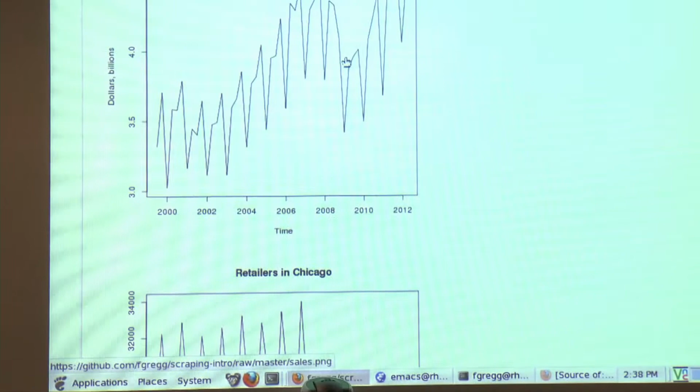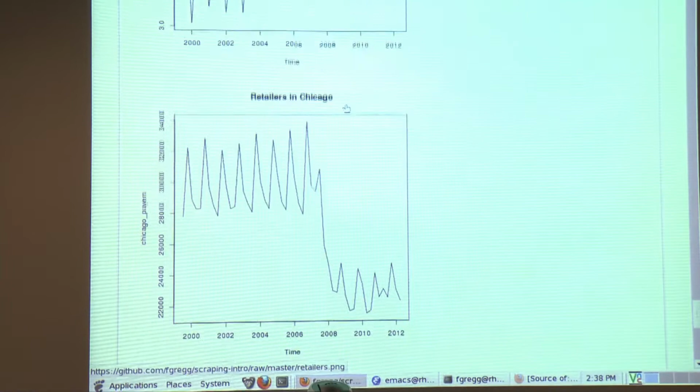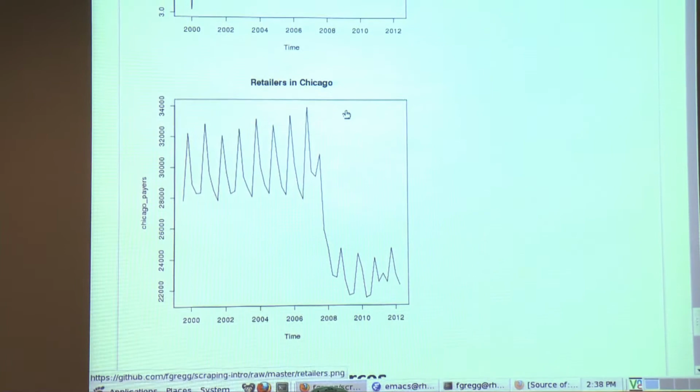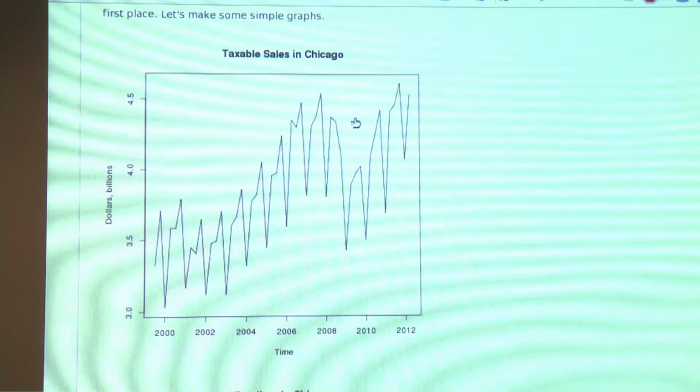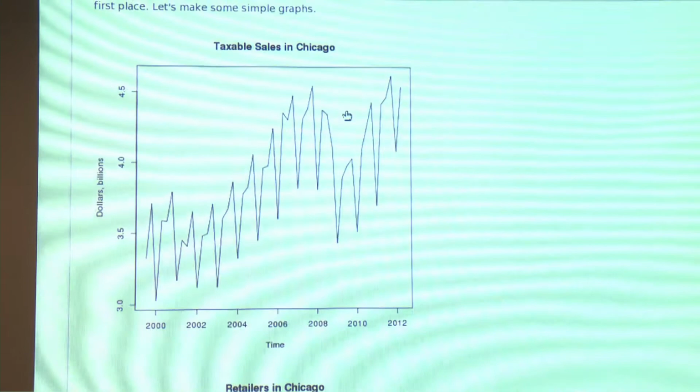The total volume of taxable sales seems to have recovered, but the number of retailers, note the scale on the Y axis of this thing, still, it looks like a big drop, and it is a big drop, but it also doesn't go all the way to zero. But the number of retailers hasn't recovered in the same way. I can't promise you that you'll have interesting results if you do web scraping. A lot of times the answer will not be interesting, but I just wanted to show that to you because this data actually has a lot of interest in it.